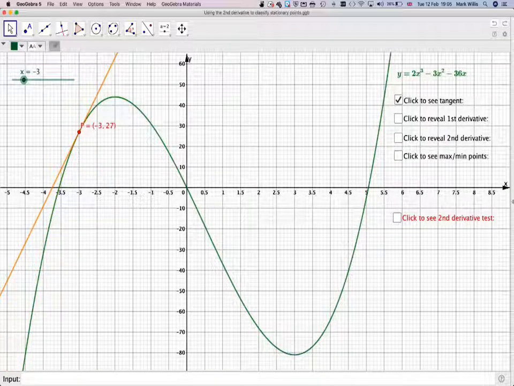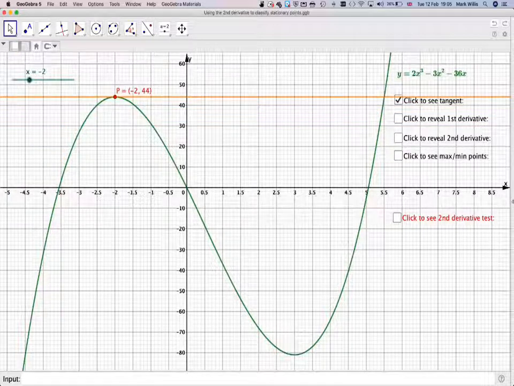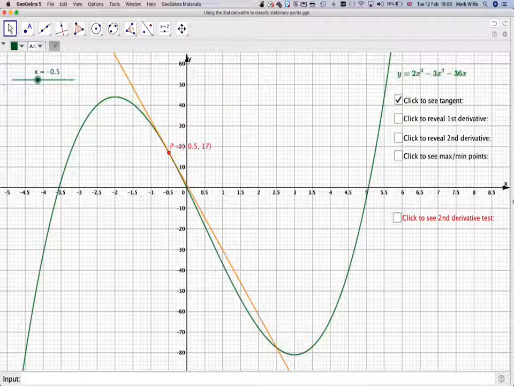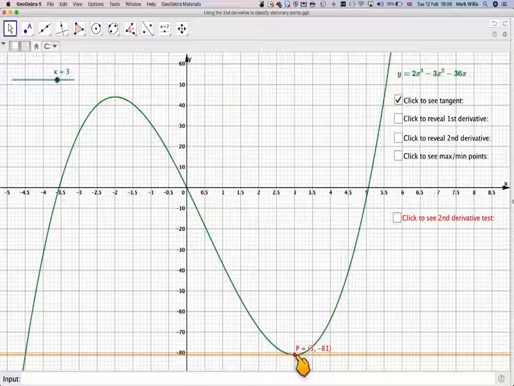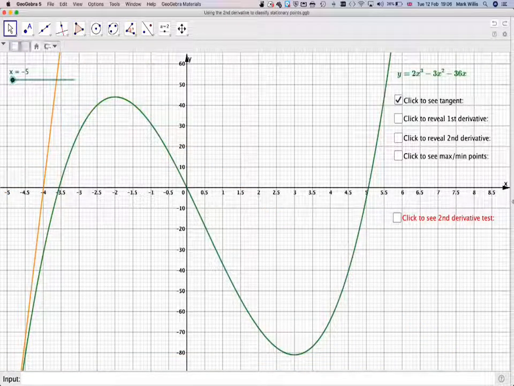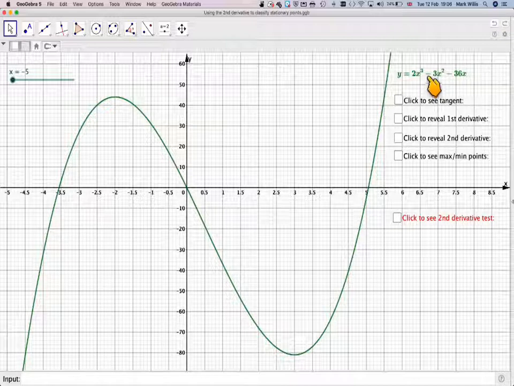We will notice at the actual maximum point here, the gradient of the tangent will be equal to 0. We've got a horizontal straight line. And similarly, here we have a horizontal straight line at the minimum point. So in order to find stationary points, or turning points, we will need to find dy by dx. So we need to differentiate this function and put that equal to 0.